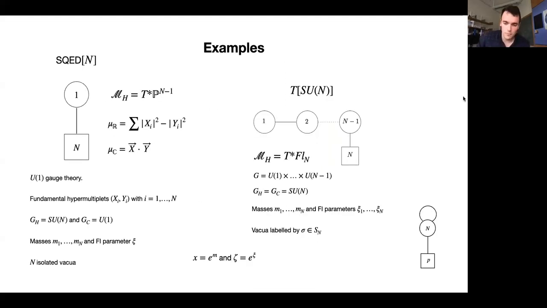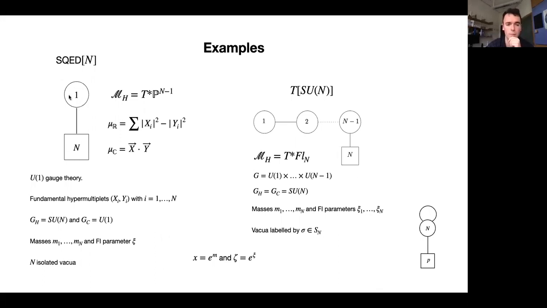So all of the examples I'm going to talk about today are going to be quiver gauge theories. So these are 3D N equals 4 gauge theories specified by a quiver diagram. For each node in a quiver, you have an N equals 4 vector multiplet, and lines represent hypermultiplets. So our favorite example is going to be SQED with N hypermultiplets.